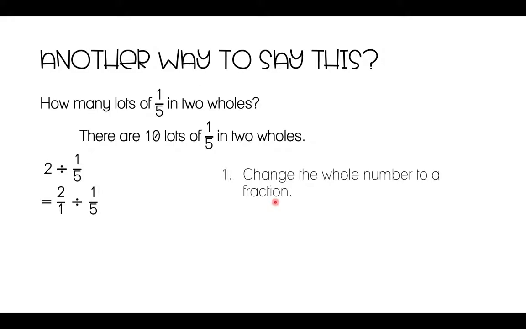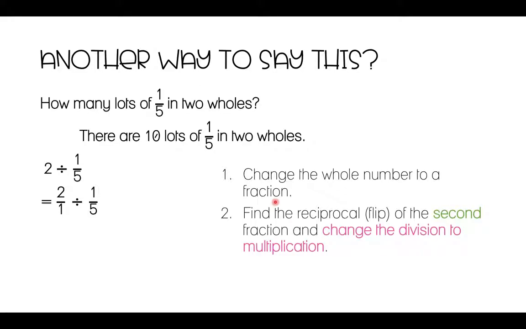Now what we need to do is we find the reciprocal of the second fraction. Remember, it's the second fraction. So we flip the second fraction and we change the division sign to a multiplication. So if we were to flip the second, we end up with 5/1 instead of 1/5, and we've changed the division into multiplication. Now we know how to solve multiplication.